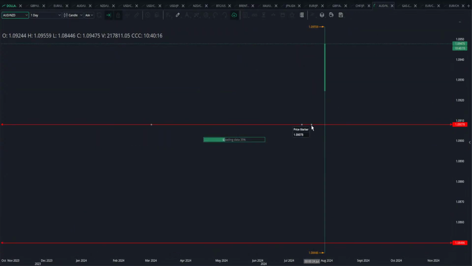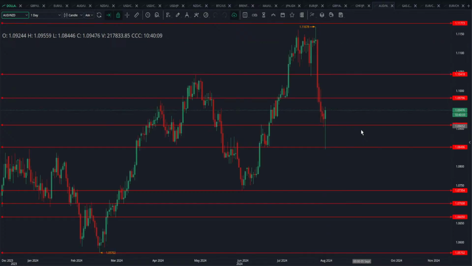Australian dollar against the New Zealand, we had expected higher prices. 1.0907 is taken out. There was actually a lot of consolidation here, and finally the price took support at 1.0849, a bullish pin bar. This is indicative of the price going higher in this week, so expect 1.1177 in this market.